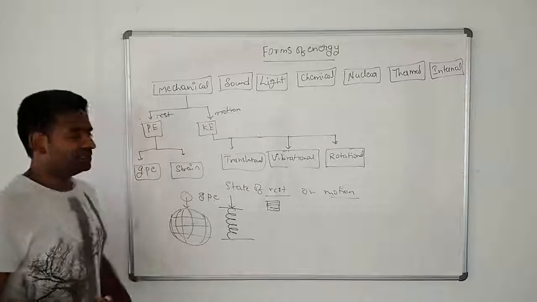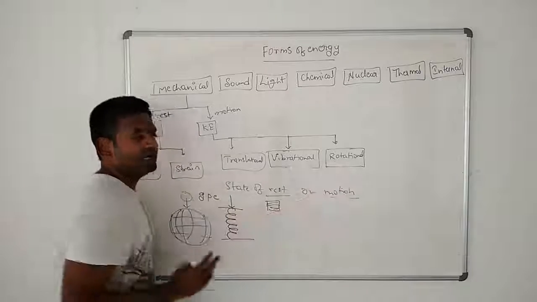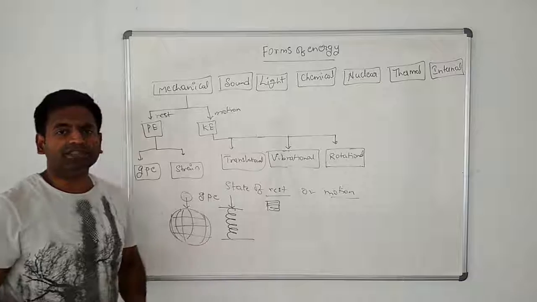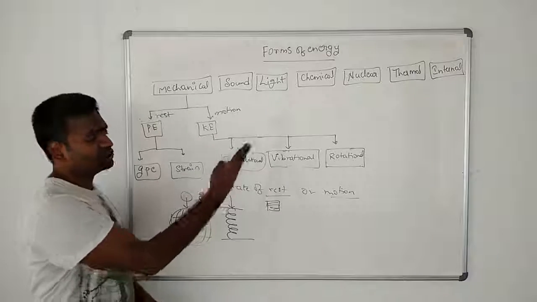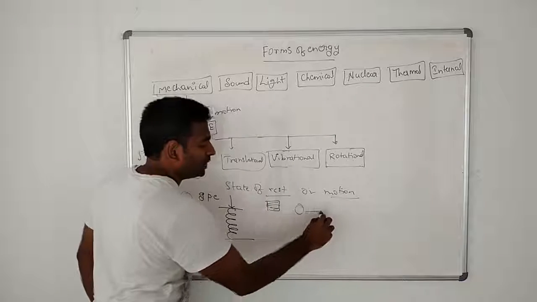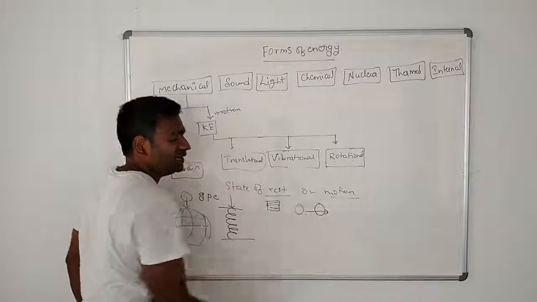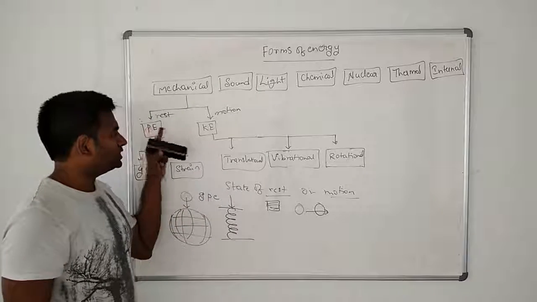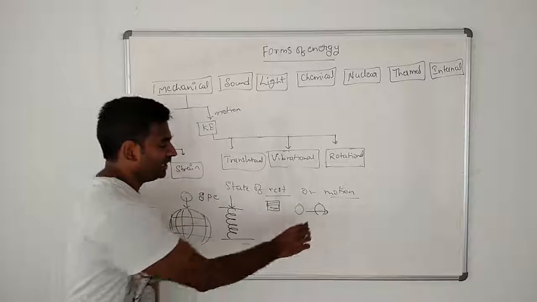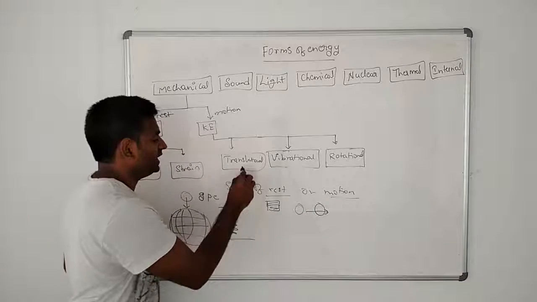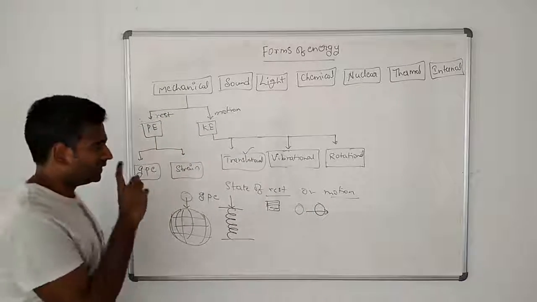Let's come to kinetic energy. Kinetic energy is also subdivided into three types: translational kinetic energy, vibrational kinetic energy, and rotational kinetic energy. Why are there so many types of kinetic energy? If I have a body, that body can translate, or move in a straight line. Is the body moving? Yes. Does it have potential energy or kinetic energy? Kinetic energy, because it is moving. But what kind of kinetic energy? Since it is translating, that is translational kinetic energy.